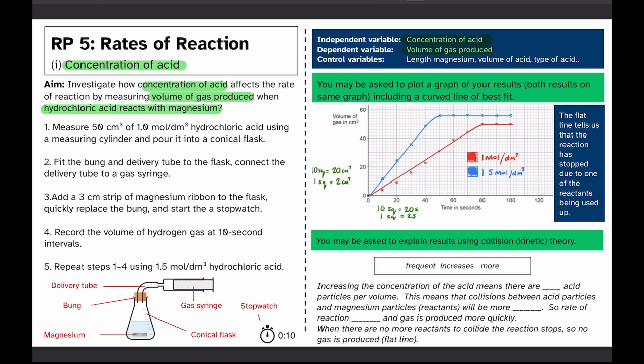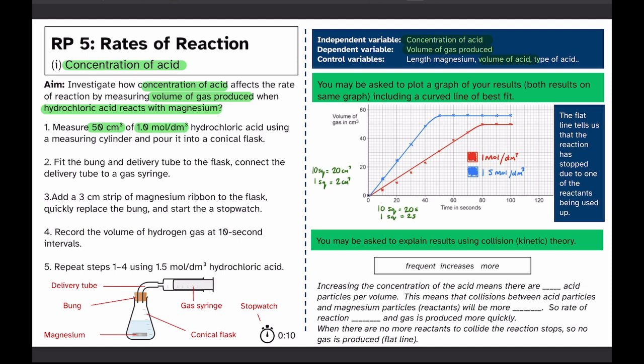The independent variable is the concentration of acid, and you are measuring the volume of gas produced. The way that you do this practical is we measure a certain volume of acid, because that is going to be a control variable. So we want 50 centimetres cubed of acid. You might want to say how you measure 50 centimetres cubed. Obviously it's a liquid, so you're going to be using a measuring cylinder.